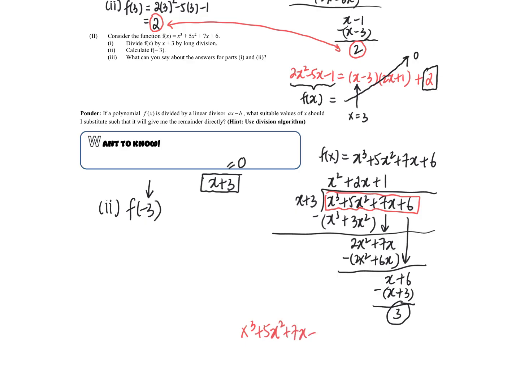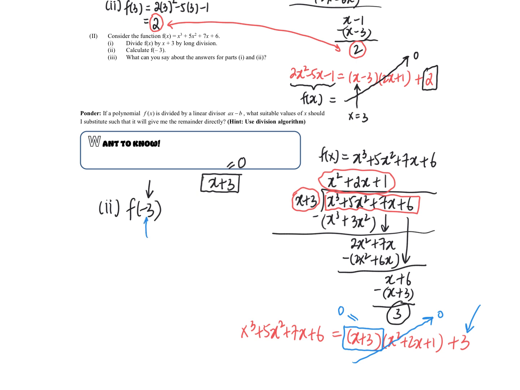I can get it by using divisor times my quotient and then plus my remainder. So how can I get to my answer fast? If I can make this equal to 0, then the whole chunk will cancel out and then I can get my remainder directly. So that's why they say sub in x as minus 3.